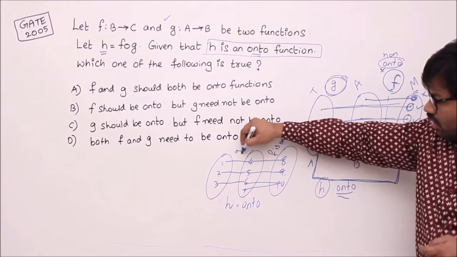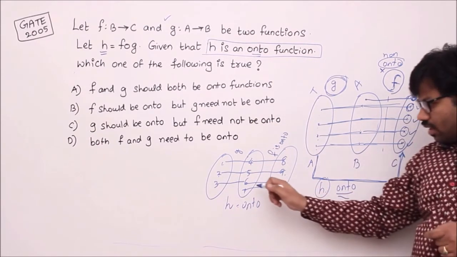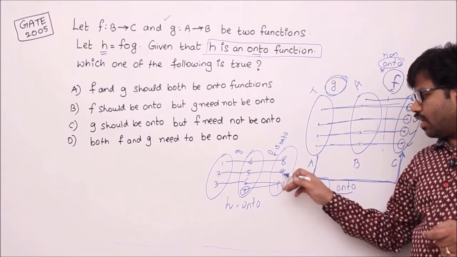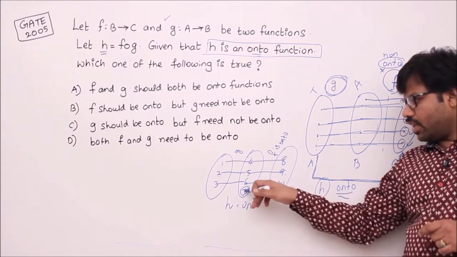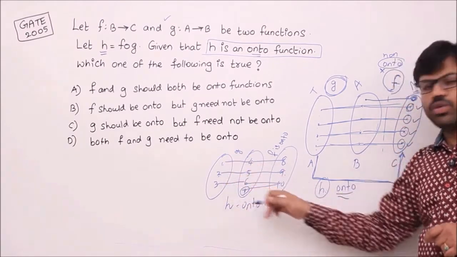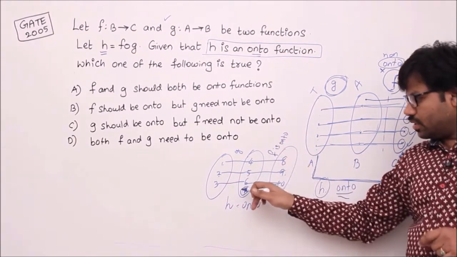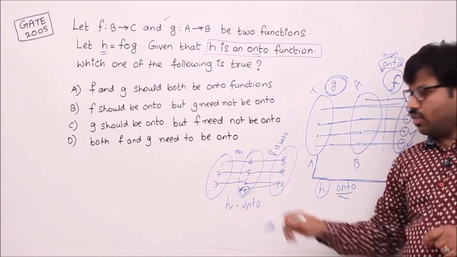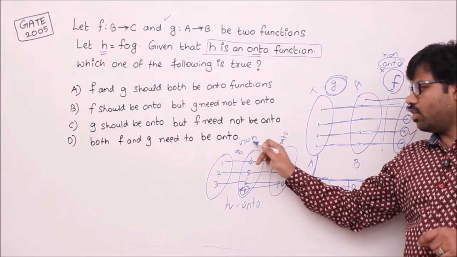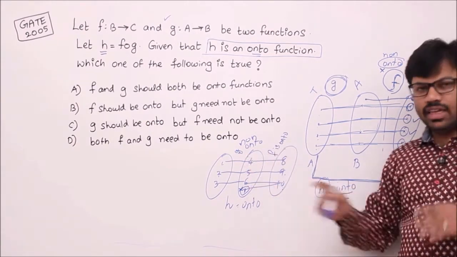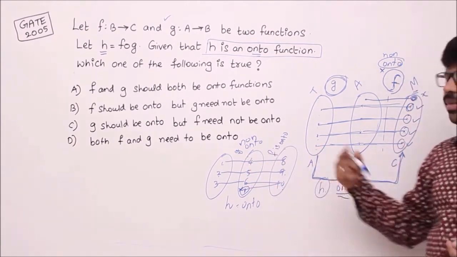But what about G? G need not be onto. It is not compulsory to cover 7. Why should I cover 7? My goal is only covering 8, 9, 10. So without covering 7, I can cover 8, 9, 10 from 1 to 3. This is a counter example, right? So that's why 7 is not covered by G. That's why G is not onto, right? Non-onto. That means it is not compulsory that G is onto. So G can be non-onto.